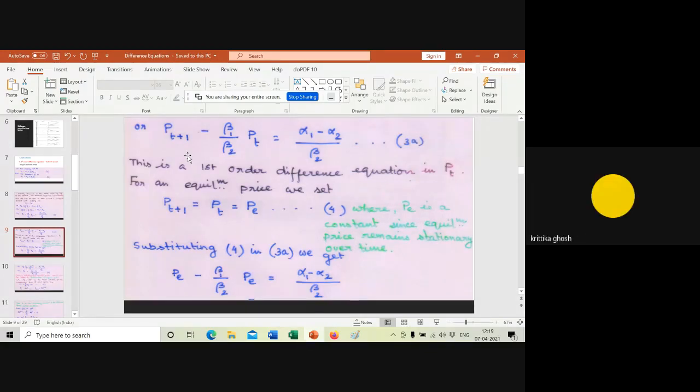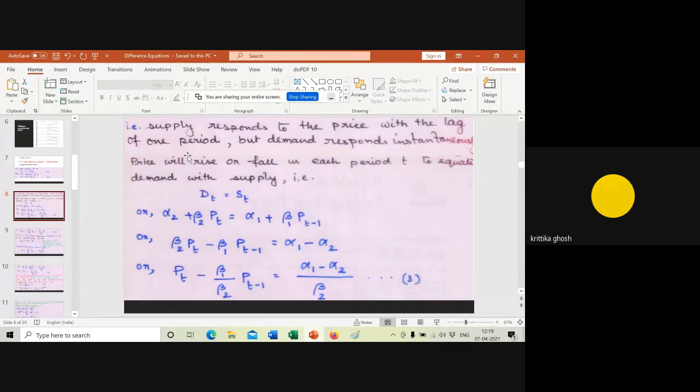Ma'am, in equation 3, when we take t equal to 1, we get P t minus 1 to be 0. So that is not possible. I didn't talk about t equal to 1. I just talked about if t is equal to 0. Okay, then where to start? For each of us, it is absolutely fine.